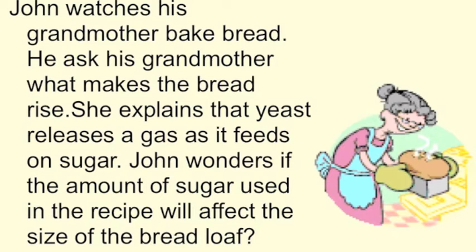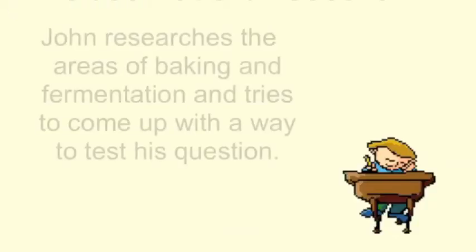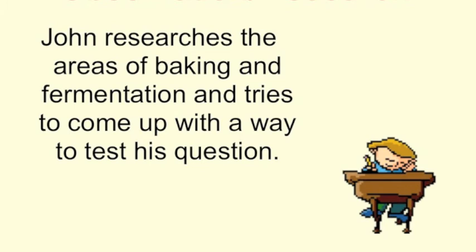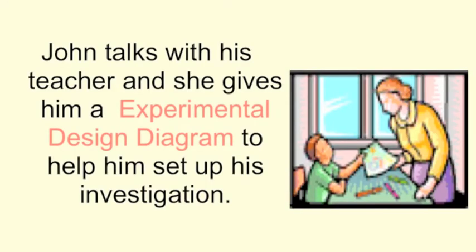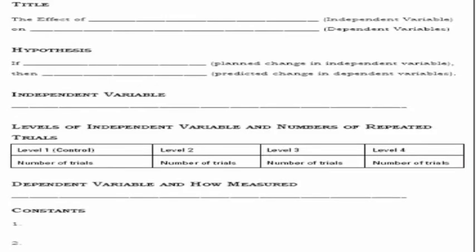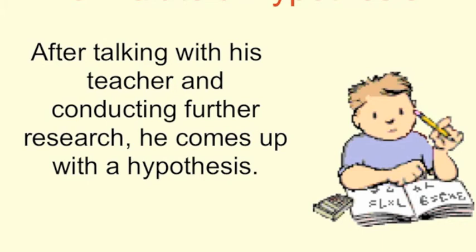All right, so John has just identified a question that he is going to answer using the scientific method. He does a little background research on areas of baking and fermentation and comes up with a way to test his question. He keeps all of this information in a journal. He then talks with his teacher. She gives him an experimental design diagram to help him set up his investigation, and that might look something like this. After he has identified his question and done a little background research, he then comes up with a hypothesis.